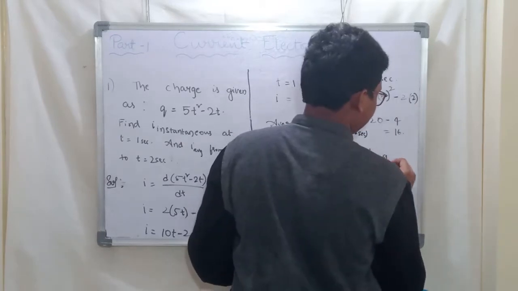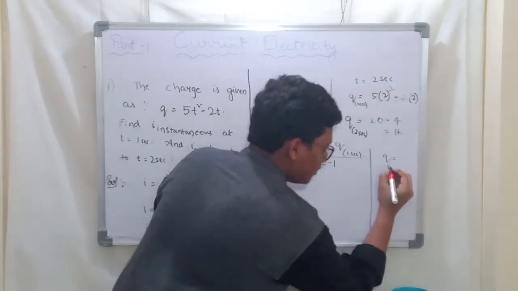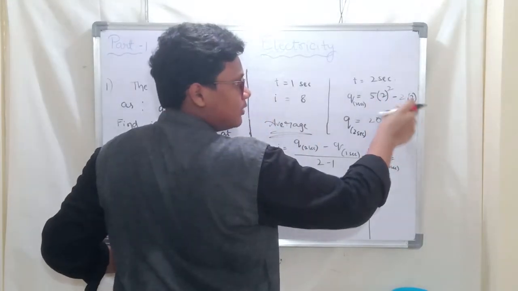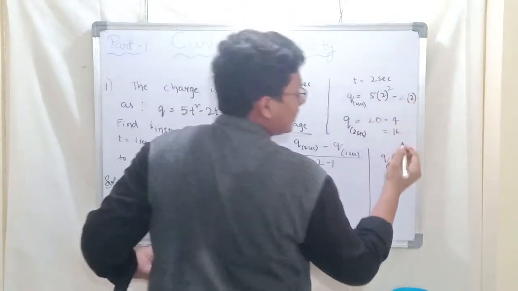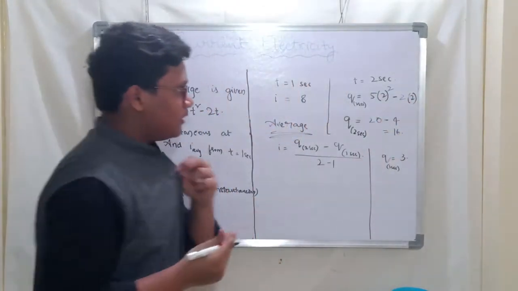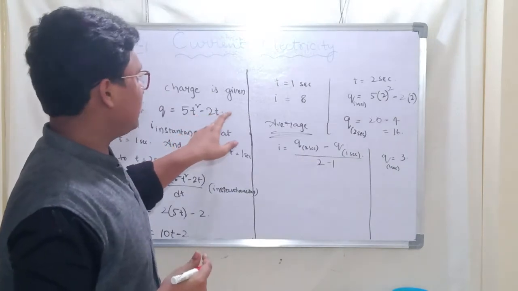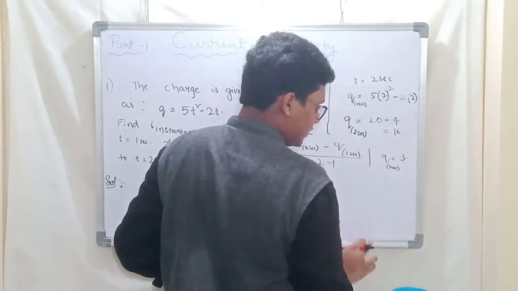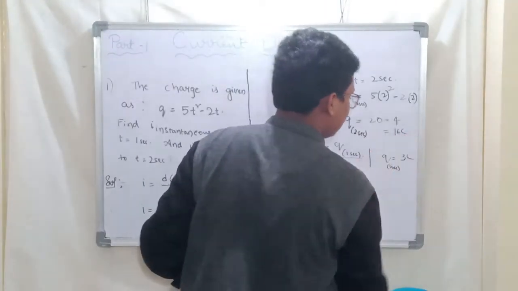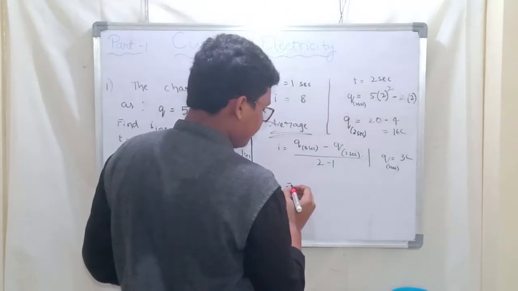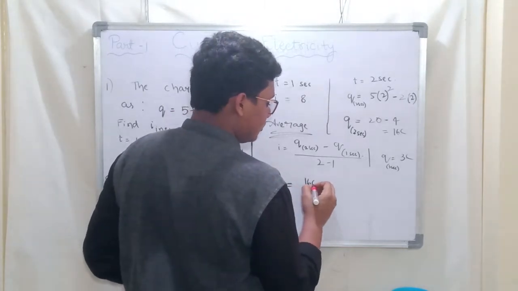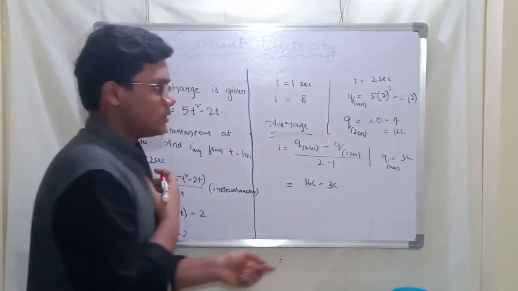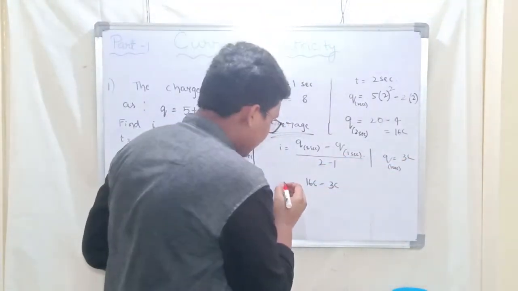Q at 1 second is 5t square minus 2t, 5 into 1 minus 2 into 1, that's 5 minus 2, which is 3. Directly we got 3 coulombs. This is 3 coulombs, that is 16 coulombs, and here 16 coulombs minus 3 coulombs is the average current.